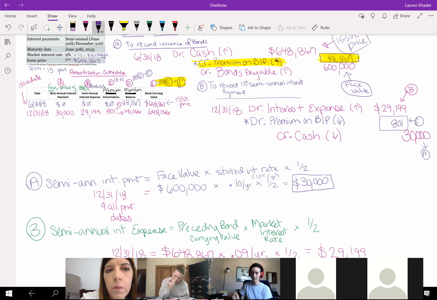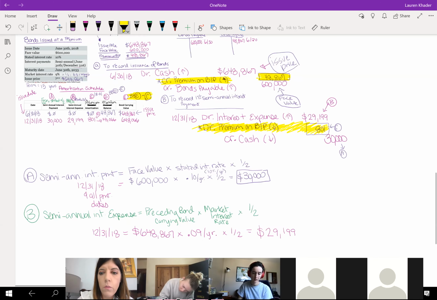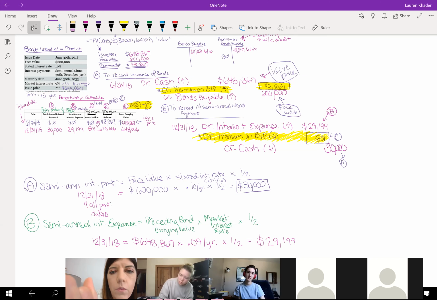So the numbers come from the same spot in the table, but the impact to reduce the premium, you're actually going to debit it, not credit the account, because they have opposite normal balances. So what happens to the premium? Right here, 801 is reduced. And now the premium balance becomes 48,066, the balance, 1231.